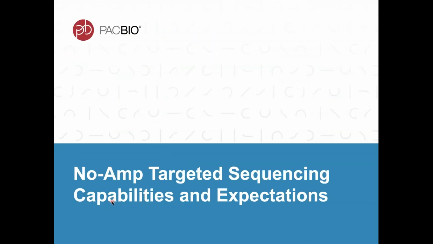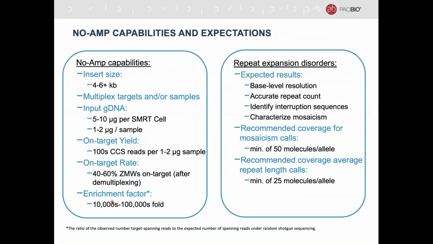Okay, so let's talk a little bit more about the capabilities and expectations of the method. So again, as I mentioned earlier, the insert size that we have mostly been working with in-house has been between 4 and 6 kb. But we have tested larger inserts as well. You can choose to multiplex both targets and samples, or you can choose to just do one target and one sample. So it really does give you that flexibility.